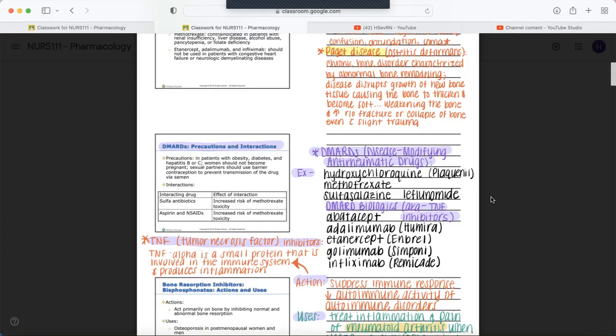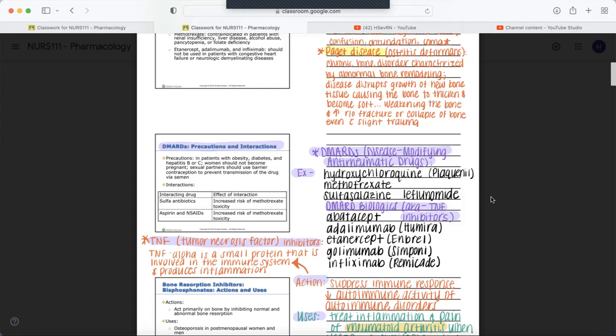It's a protein involved in the immune system. It really produces a lot of inflammation. So if we can change the way the immune system responds to stimulus, then we can decrease the inflammation that these clients are experiencing. And so the biologic DMARDs are abatacept, adalimumab, which you may have heard of, Humira, etanercept or Enbrel, golimumab or Simponi, and infliximab or Remicade. Okay, those are your biologic DMARDs.